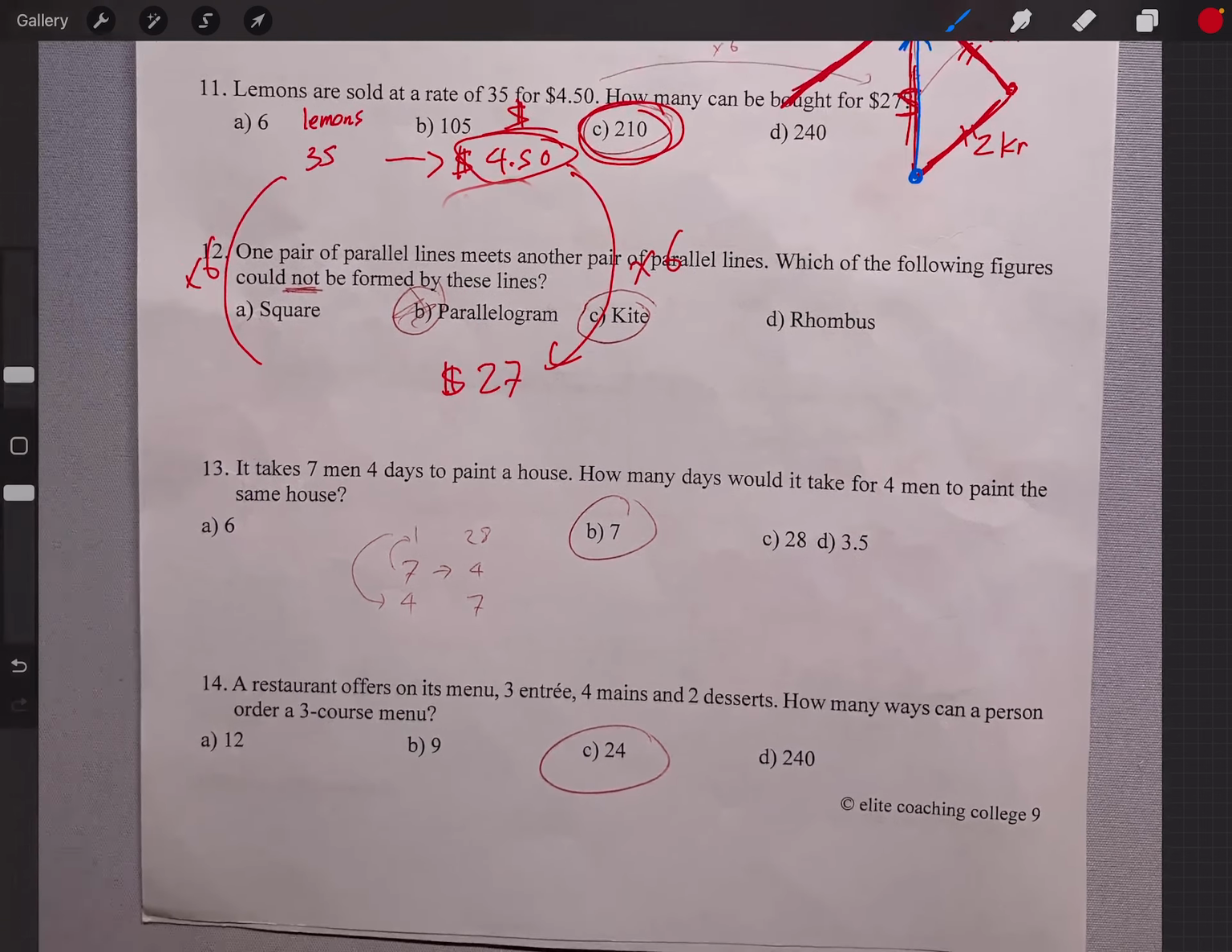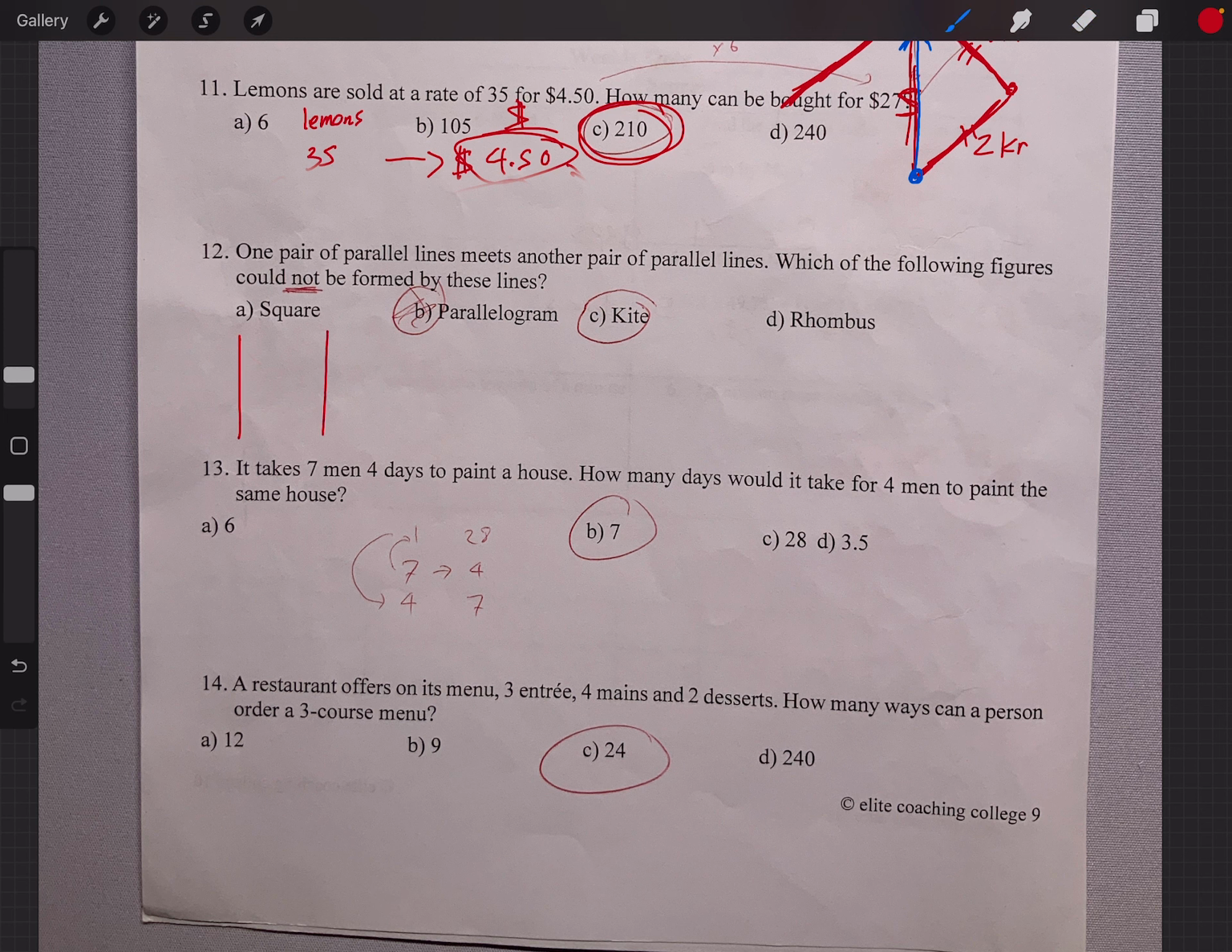Okay. Next one is one pair of parallel lines meet another pair of parallel lines. Which of the following figures could not be formed by these lines? So if 2 parallel lines meet together, what can you not form? Let's imagine if the 2 parallel lines meet like this. So here's a pair of parallel lines and another pair of parallel lines. We can make a square with this. So that's not the answer.